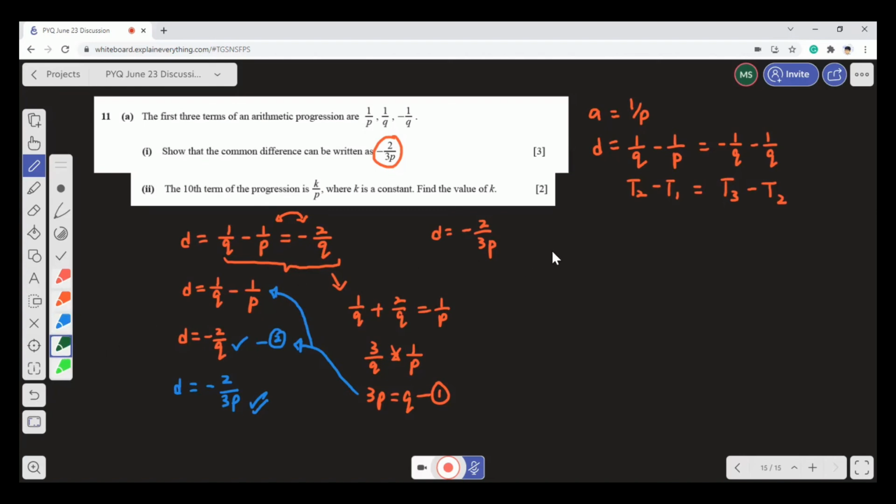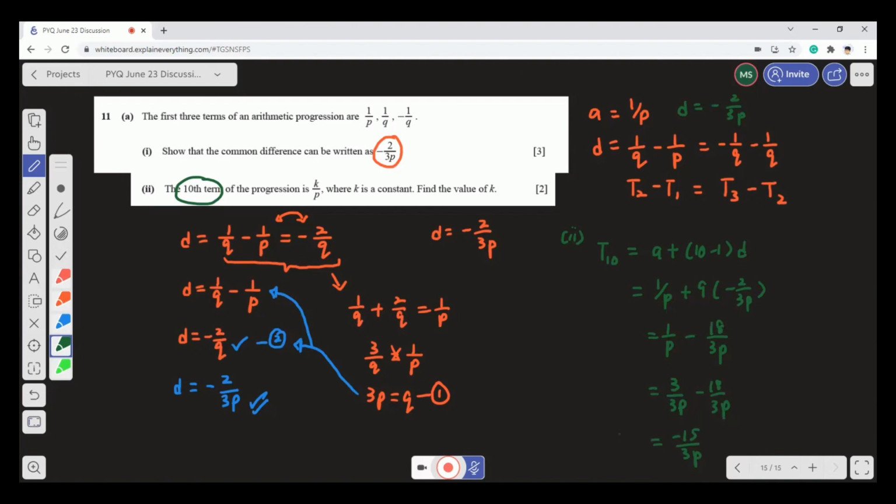So since you know that the A is 1 over P and the D is whatever they ask you to show, -2 over 3P. So number 2, I want to find the 10th term. How to find the 10th term? A plus 10 minus 1 D. What is the A? 1 over P plus 9D. What is 9D? -2 over 3P. So times it in, 1 over P minus 18 over 3P. Oh, the fraction is not the same, so I need to make the fraction the same. So 3 over 3P minus 18 over 3P, and I will get -15 over 3P.